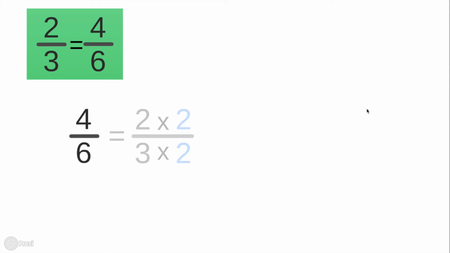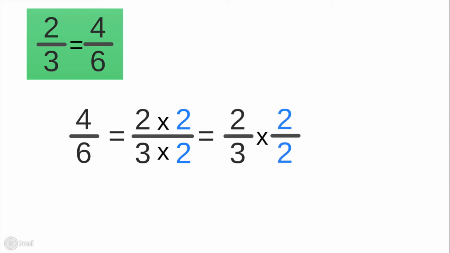We have 4 over 6, and we can break that into 2 times 2, which is 4, over 3 times 2, which is 6. And we know from multiplication properties that that's the same as saying 2 over 3 times 2 over 2. And we all know 2 over 2 is 1, so here we have 2 over 3 times 1. And of course, 1 doesn't change the fraction. So we've proven that 4 over 6 does indeed equal 2 over 3.